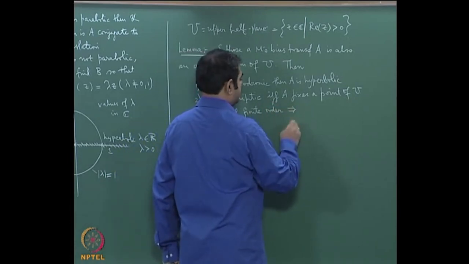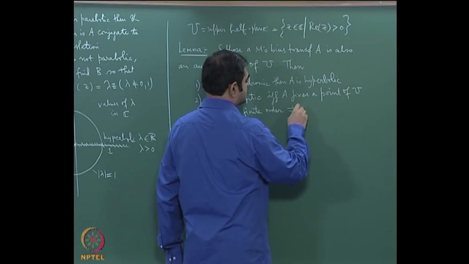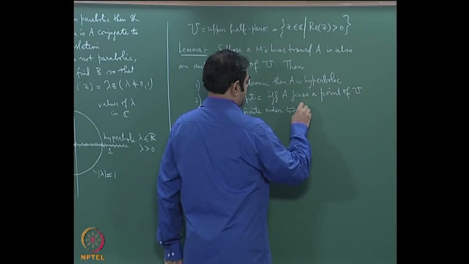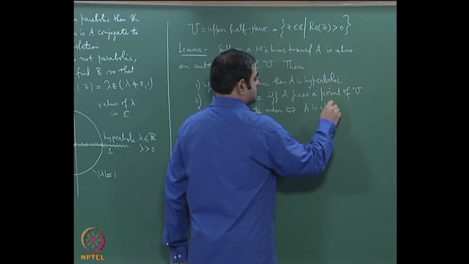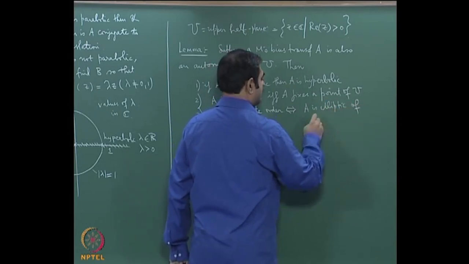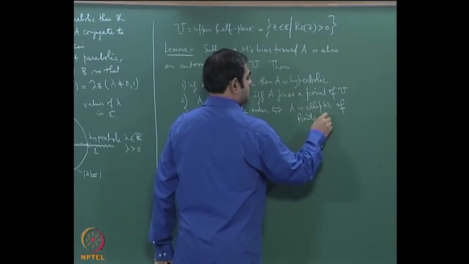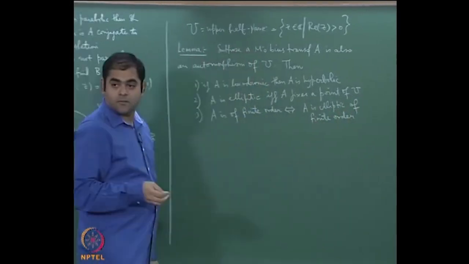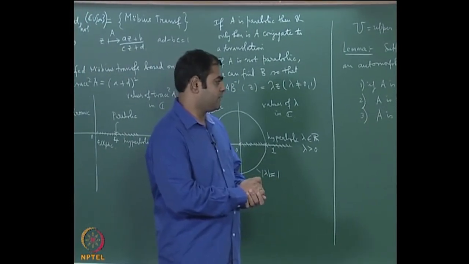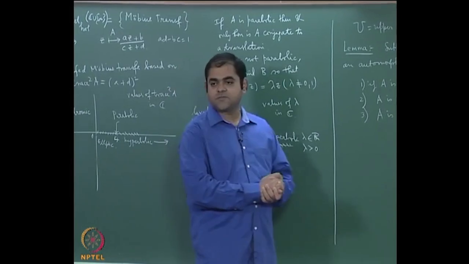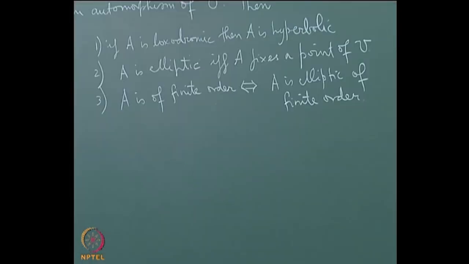This is true if and only if A is elliptic of finite order. So in other words, if you have an automorphism of U, if it is finite order, it has to be elliptic. Okay. So let's try to prove these things.